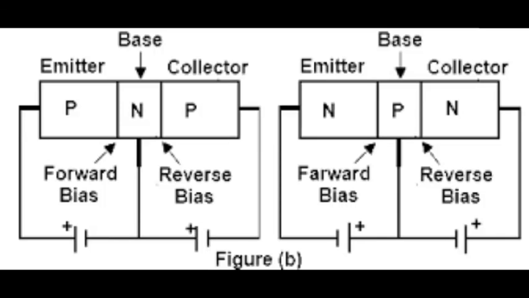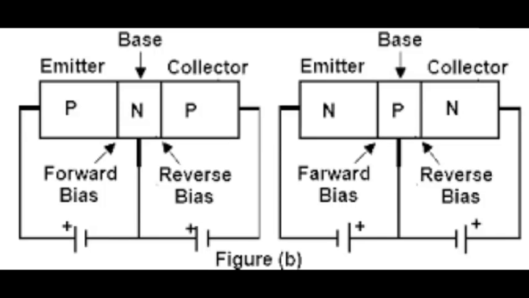Next is the collector. The section on the other side that collects the charges is called the collector. The collector is always reverse biased. Its function is to remove charges from its junction with the base. In a PNP transistor, it receives hole charges that flow in the output circuit, and in an NPN transistor, it receives electrons.